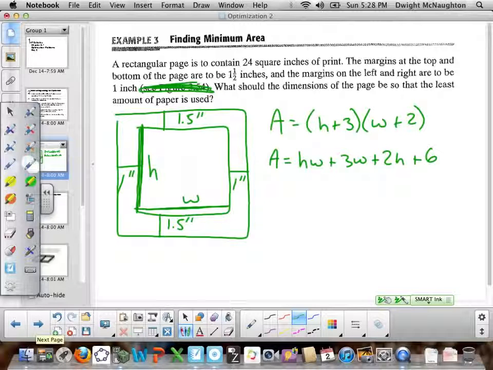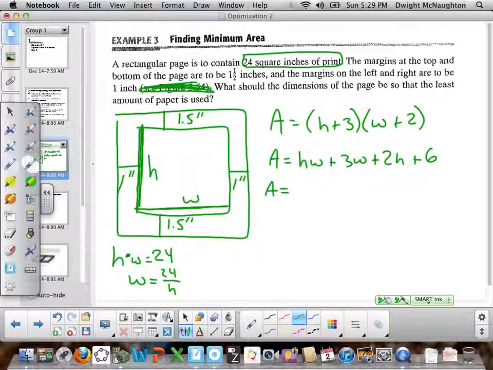Now our secondary equation is going to involve the area of the print, the printed area. And we know that the printed area is 24 square inches. And that's going to be H times W equals 24. And I need to solve for one of those variables to put into that first equation. So I'm going to divide by H, W equals 24 divided by H. Every place I see W, I will substitute.